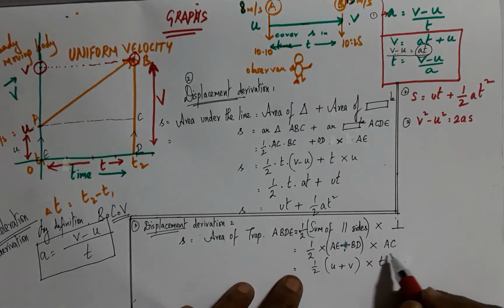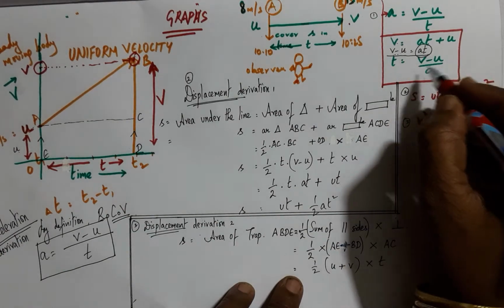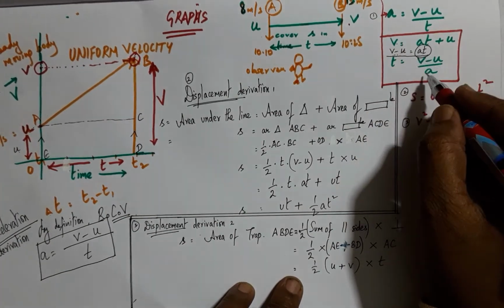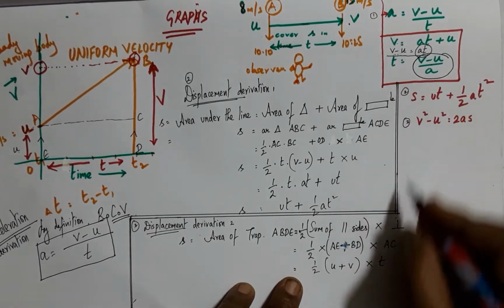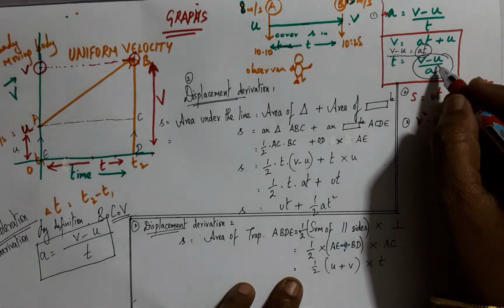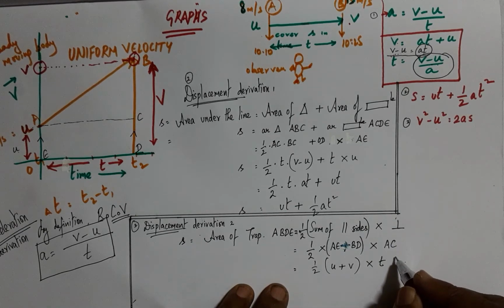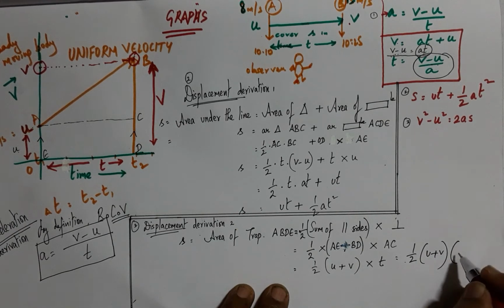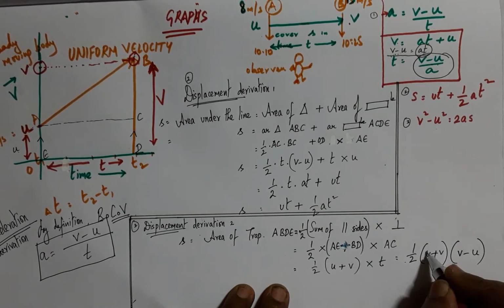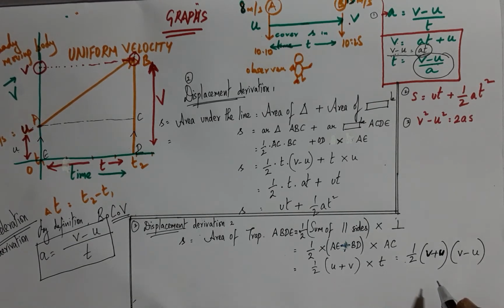Now replacing the value of T with our parent equation derived from this, here I replace this value of T in the equation to obtain half into (U plus V) into (V minus U). U plus V can also be written as V plus U, because addition is commutative.